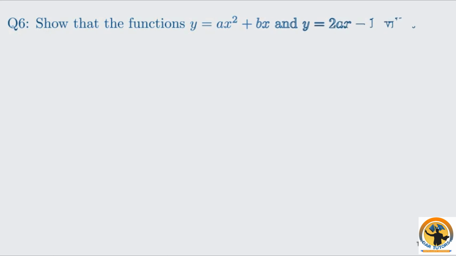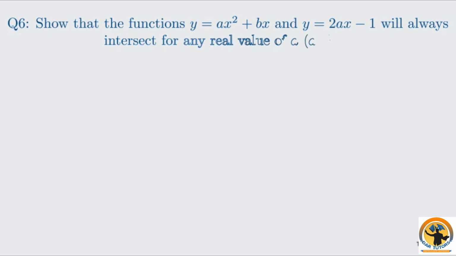Question 6. For the functions y equals x squared plus bx and y equals 2ax minus 1, show that they will always intersect for any real value of a, where a is not equal to 0. Pause and think about what condition must be met for graphs to always intersect.